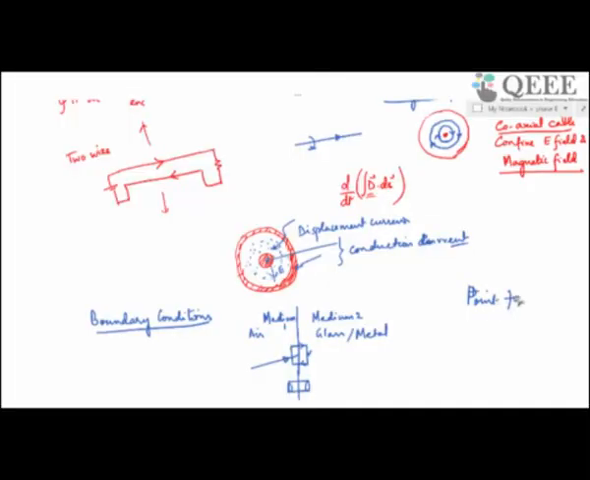But as I said, there is something called the point form also. Let us say I want to find out the electric field at a specific position in a homogeneous medium. Integral form is not going to help you, point form will help. So tomorrow we start with point form, and then we can move on to the boundary conditions.